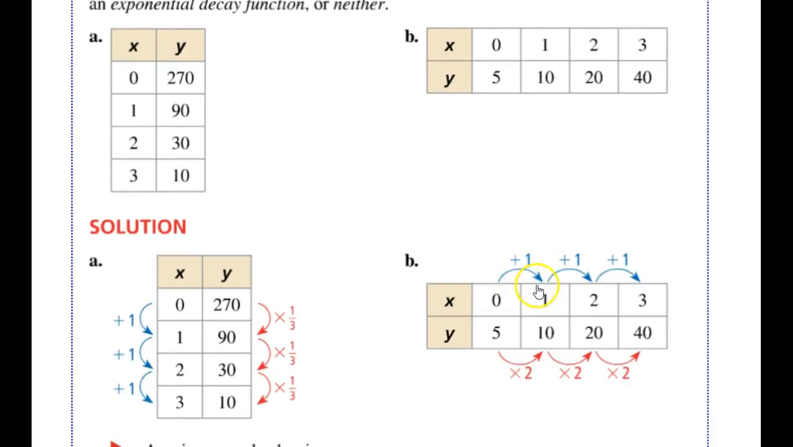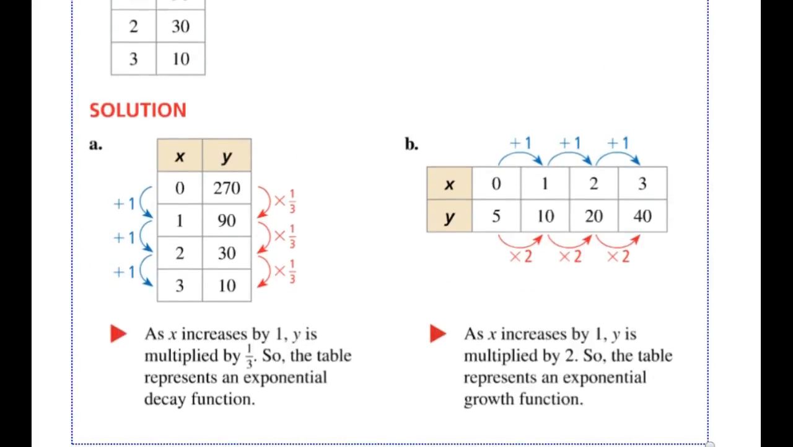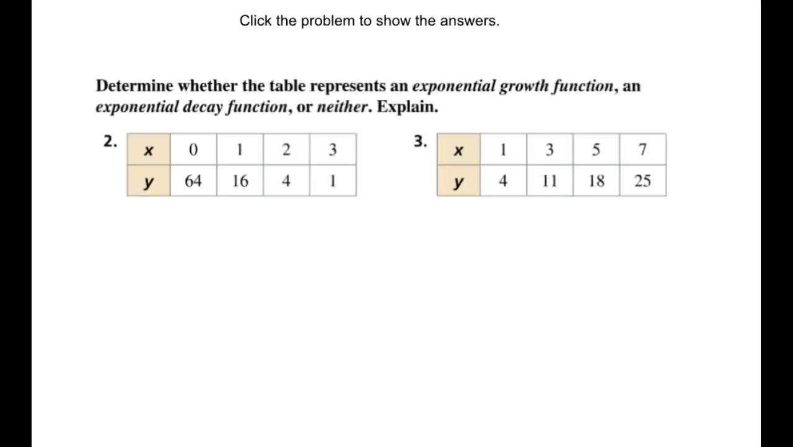So let's look at B. So I see every time my x goes up 1, I multiply my y by the same thing. And I multiply by this value that's greater than 1, so I know that this represents exponential growth. Okay? So here's another monitoring progress. So take a look through this and see if you can figure out if it's growth or decay and why that is.